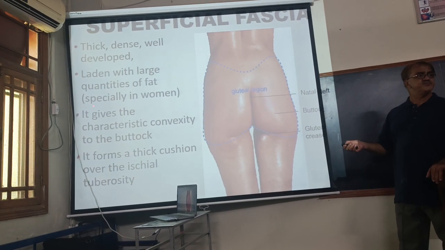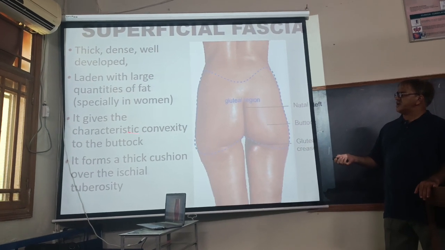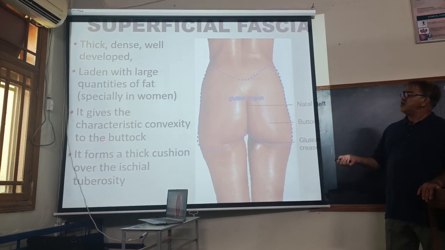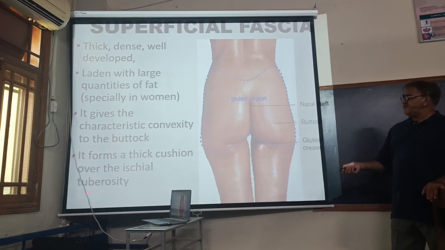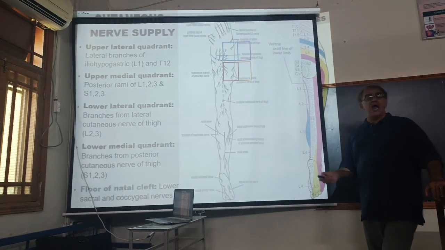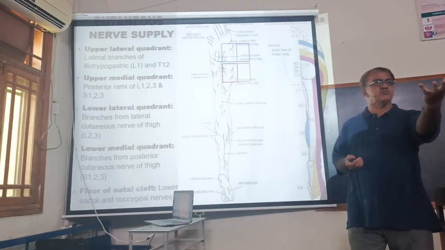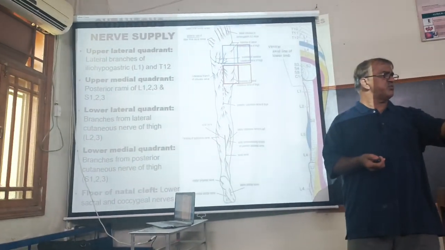you have this thick, dense and well developed ligament with large quantities of fat, especially in the women. It gives the characteristic convexity to the buttock. Okay, so it forms a thick cushion. We need a cushion over here. And we have a part of a bone here, that is the ischial tuberosity. I told you, this is the sitting bone. Ischial tuberosity is the sitting bone. Okay?